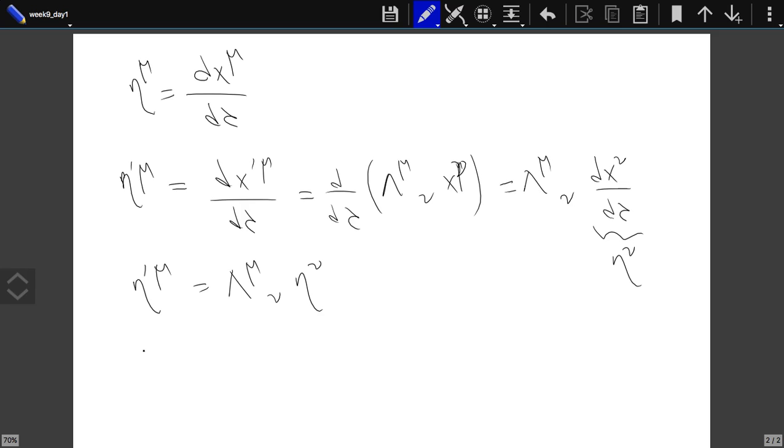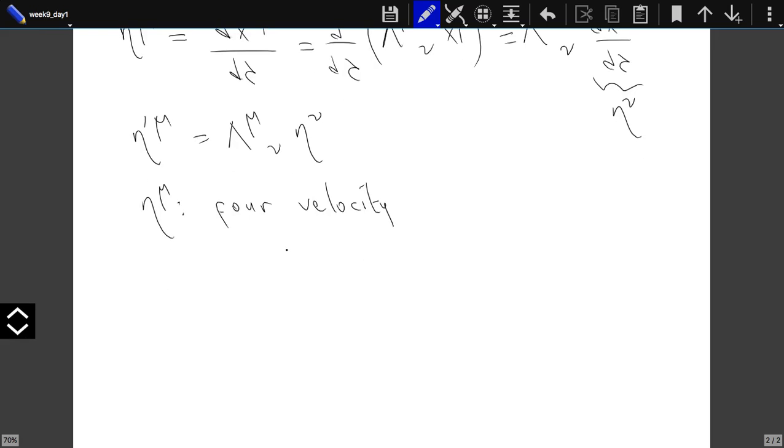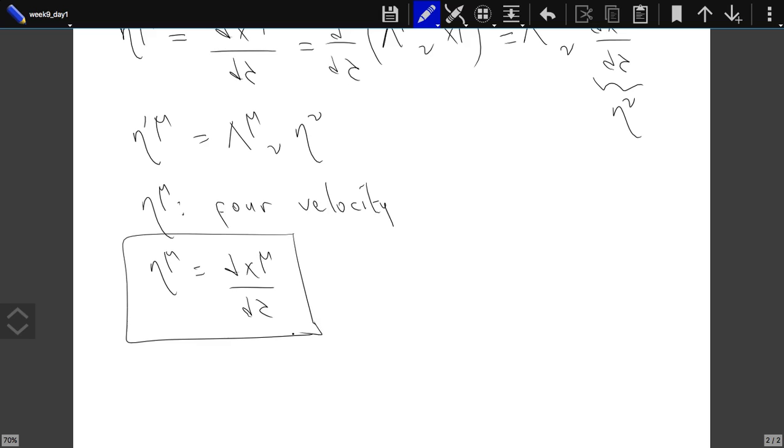So eta mu is what we call the 4 velocity. It is the generalization of ordinary velocity to 4 dimensions. And this eta mu defined in this way, this is how I define eta mu. This is a 4 vector. Saying that it is a 4 vector means that I know how it transforms.